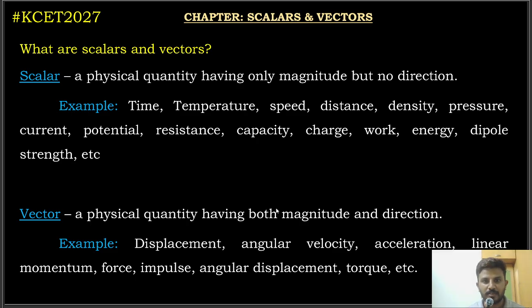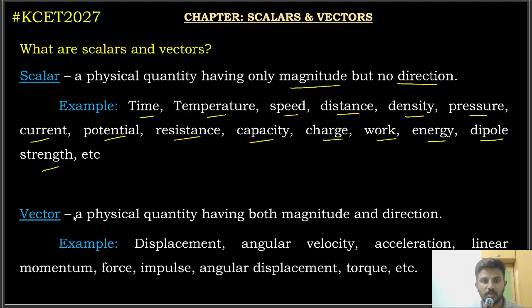First of all, what is a scalar? A scalar is a physical quantity which has only magnitude, but no direction. Vectors have direction. Scalars don't have any direction. For example, we have time, temperature, speed, distance, density, pressure, electric current, potential, resistance, capacity, charge, work, energy, dipole strength. All these are scalar quantities. They have magnitude, but there is no particular direction for them.